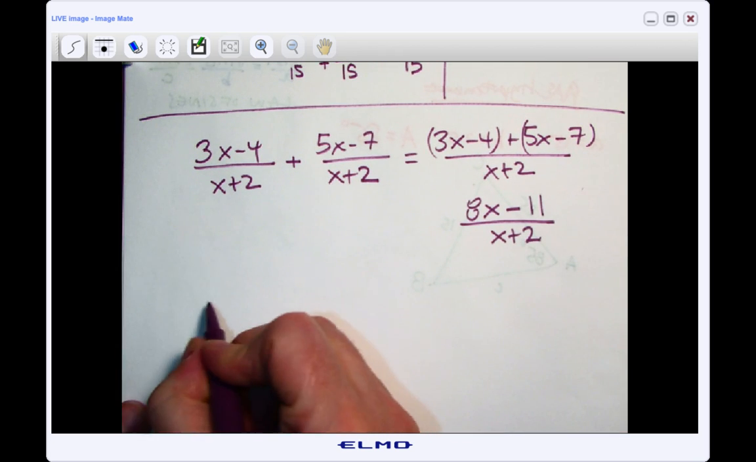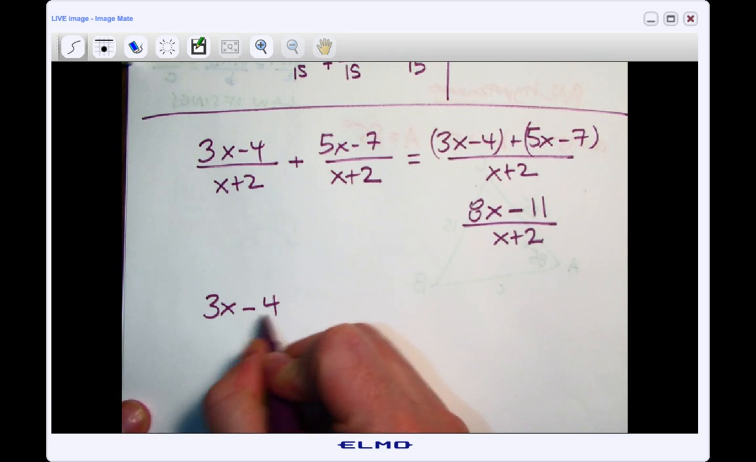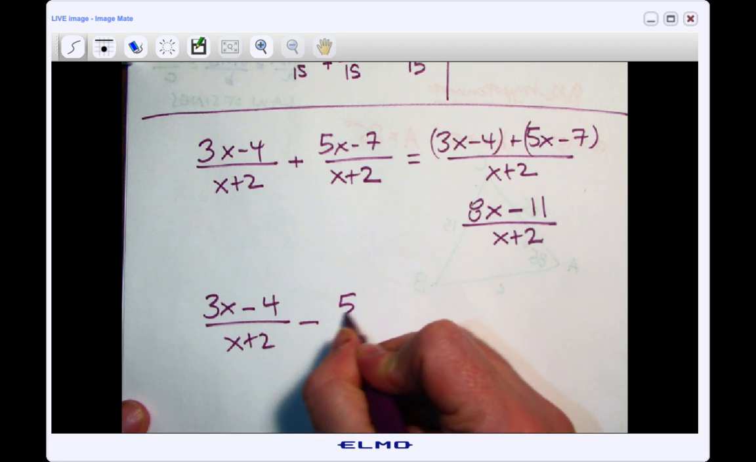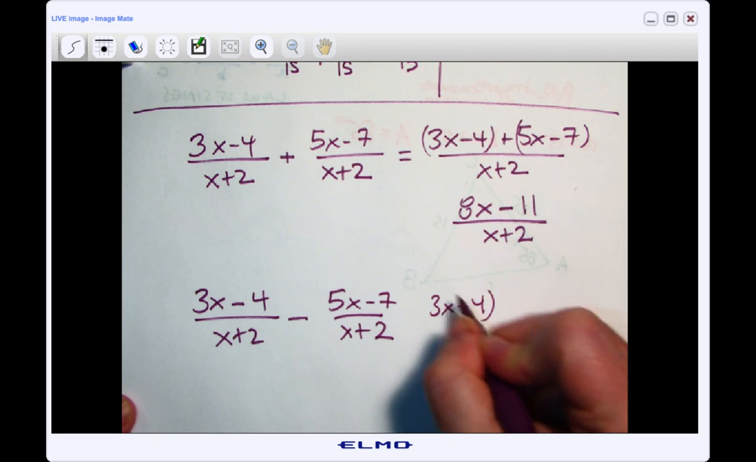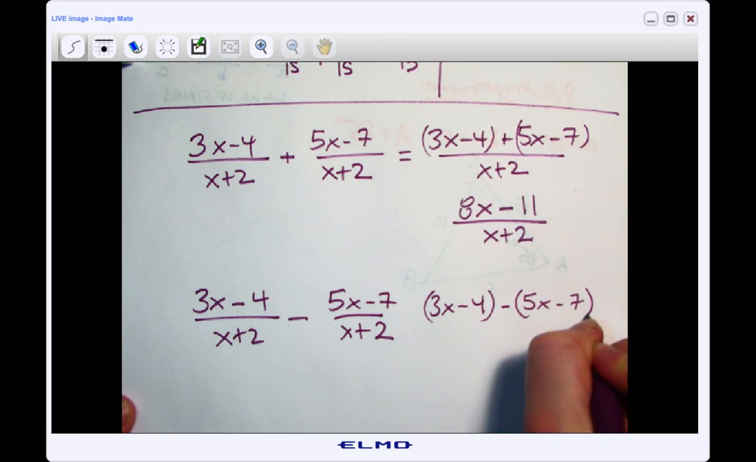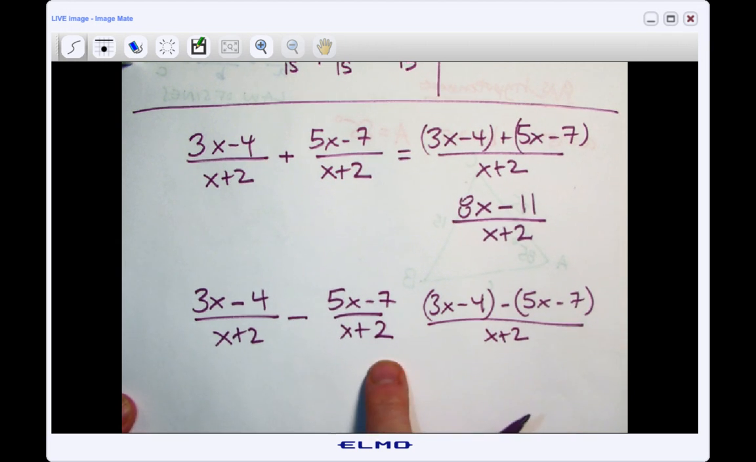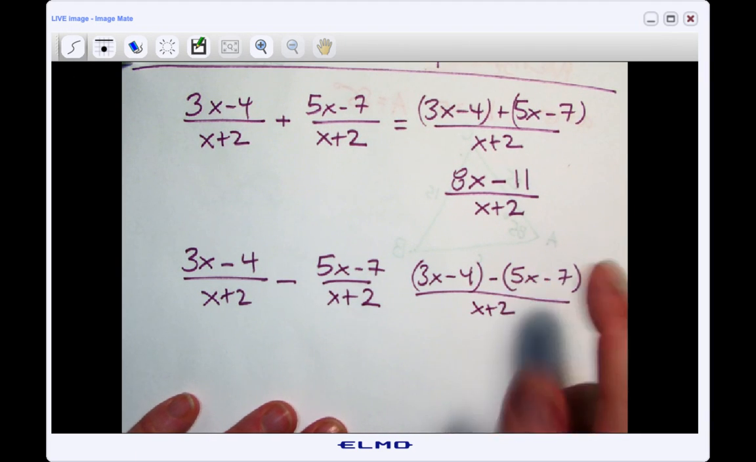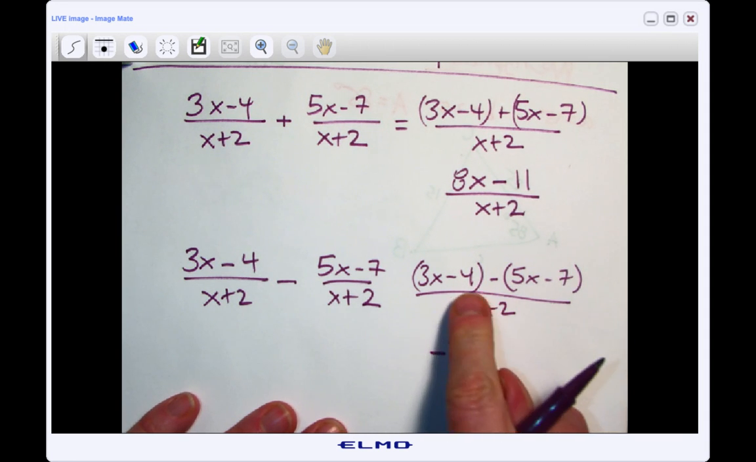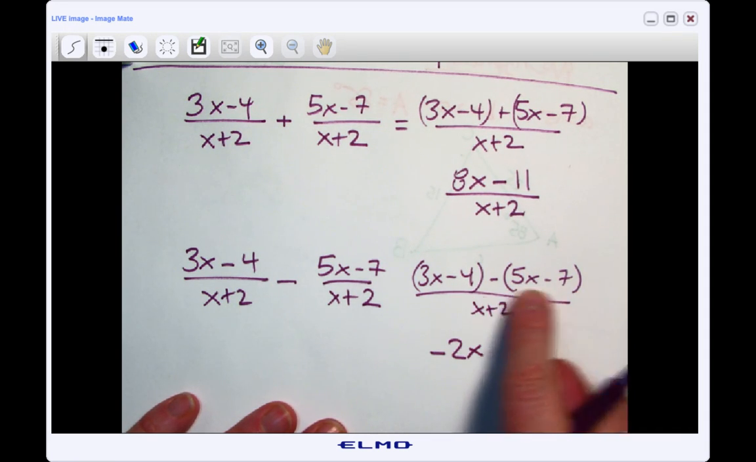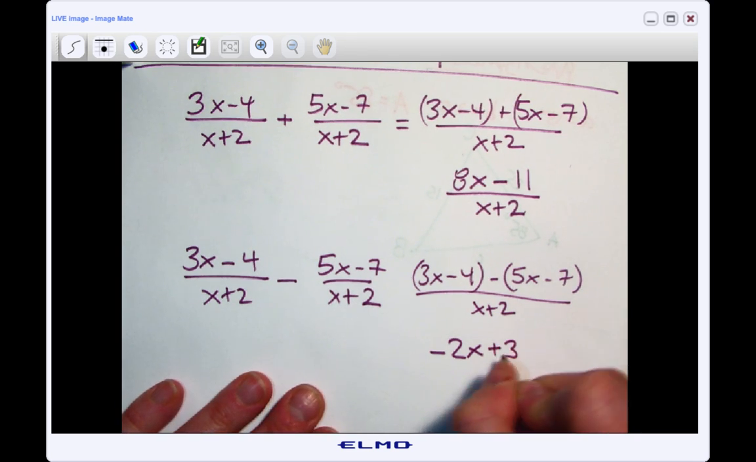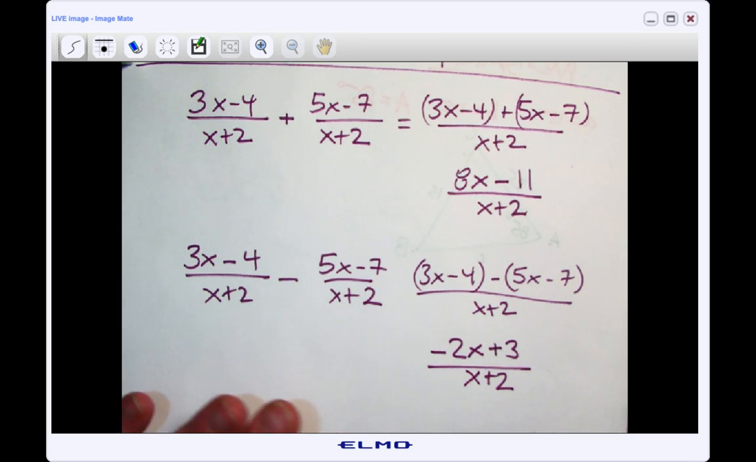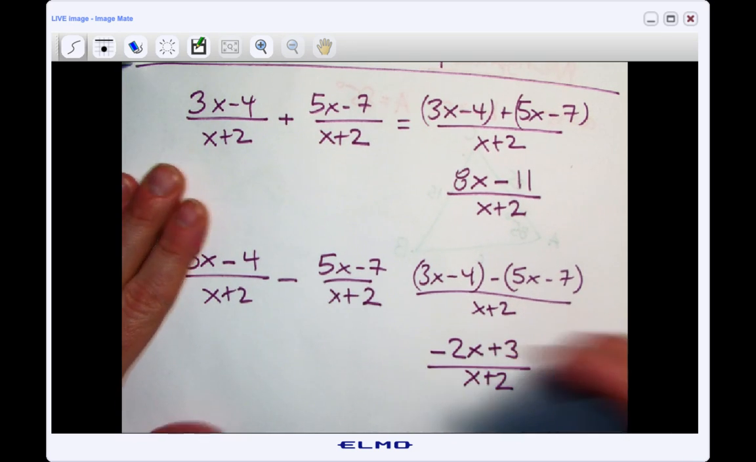And what's the difference if it's subtraction? Really nothing. This time it's 3x minus 4 minus (5x minus 7), since they have the same denominator. So it's going to be 3 minus 5, so that would be -2x. -4 minus -7, so that's actually going to be 4 plus 7, so that's going to be a 3. And again, my last step would be to reduce if possible.